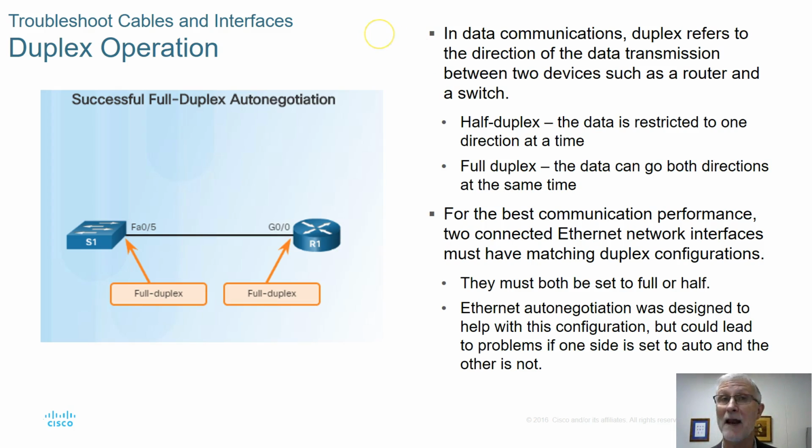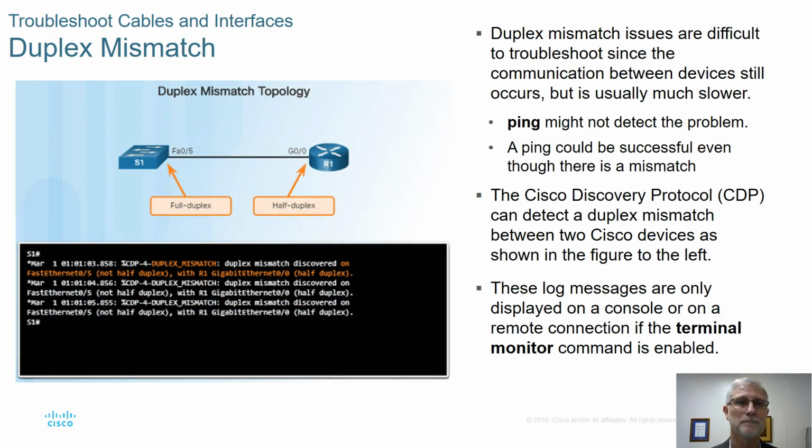Of course, you remember that half duplex is one-way communication. With full duplex, both parties can talk and receive at the same time. But just keep in mind, both must be set to full or half. And auto negotiation was designed to help. But just know, if auto negotiation is off, you got to make sure they match.